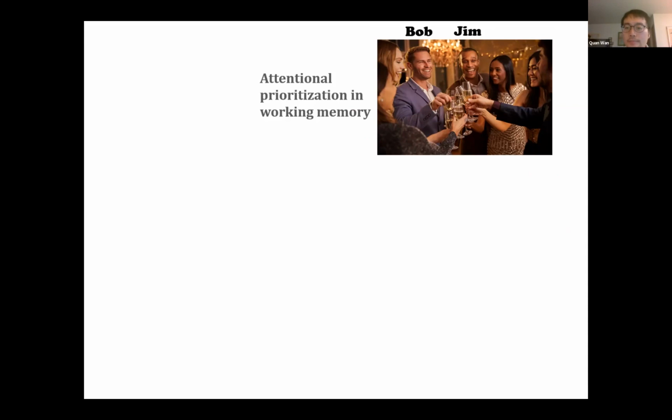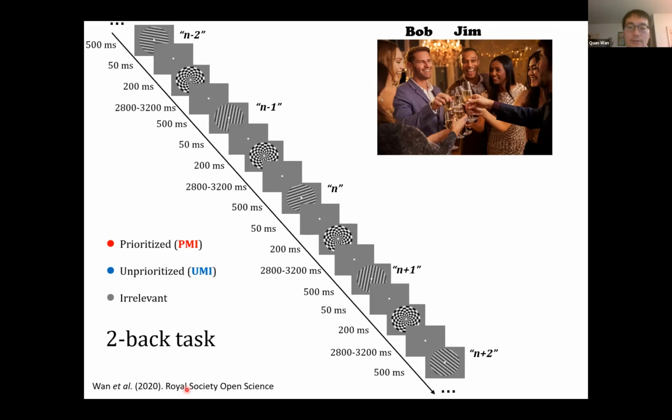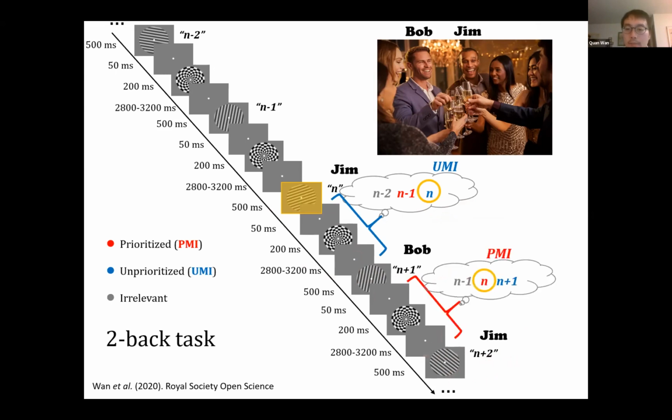To study the bases of attentional prioritization, we use an age-old working memory task called 2-back. This task requires subjects to constantly compare the current stimulus with the one that was presented 2 times ago. Let's focus on item N here for an example. Say this is when you first learned the name Jim, and then you wanted to talk to Bob next. So during this time period, the name Jim is an unprioritized memory item, or UMI. And after that, when you want to talk to Jim next, his name becomes a prioritized memory item, or PMI.